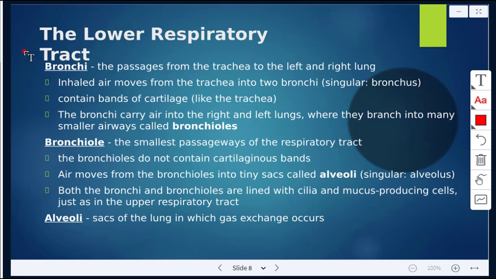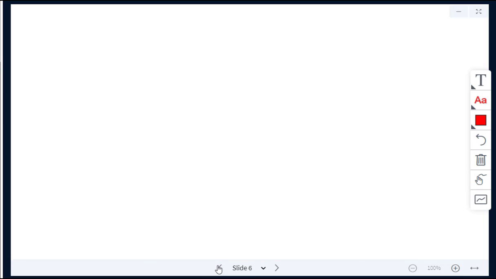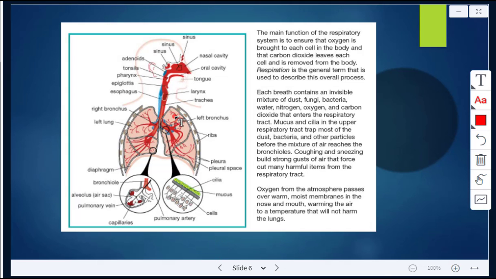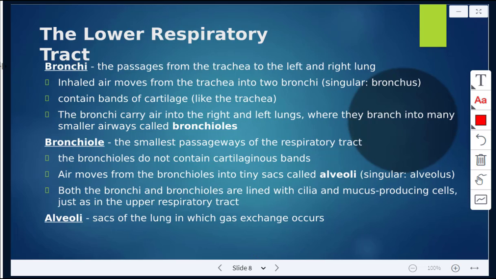And then the lower respiratory tract consists of the bronchi. These are the passages from the trachea to the left and right lung. All right, so this trachea, this was the trachea. It now branches into the left and right lung, forming those bronchi. So inhaled air moves from the trachea into two bronchi. Singular is bronchus. It contains bands of cartilage, just like the trachea did, to keep it nice and open.